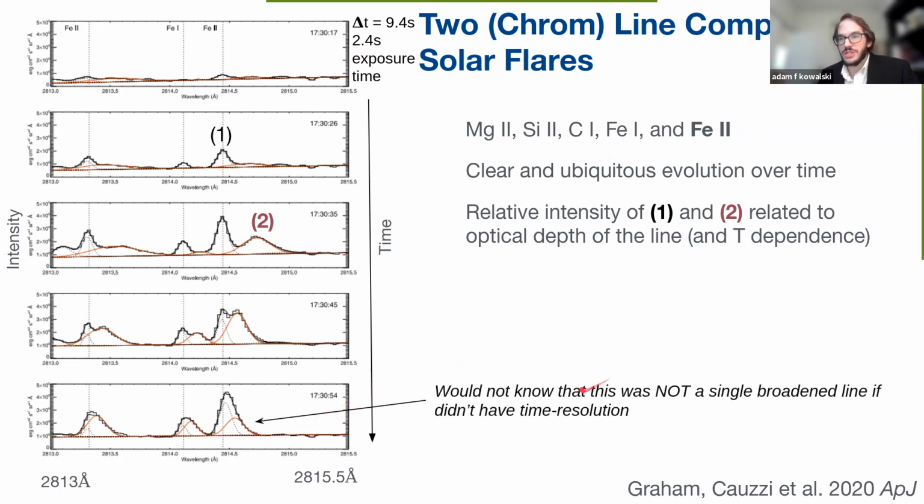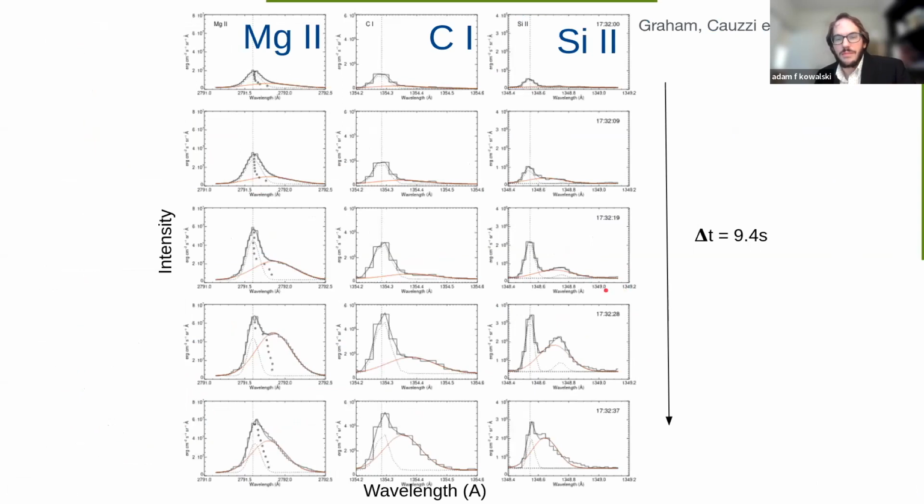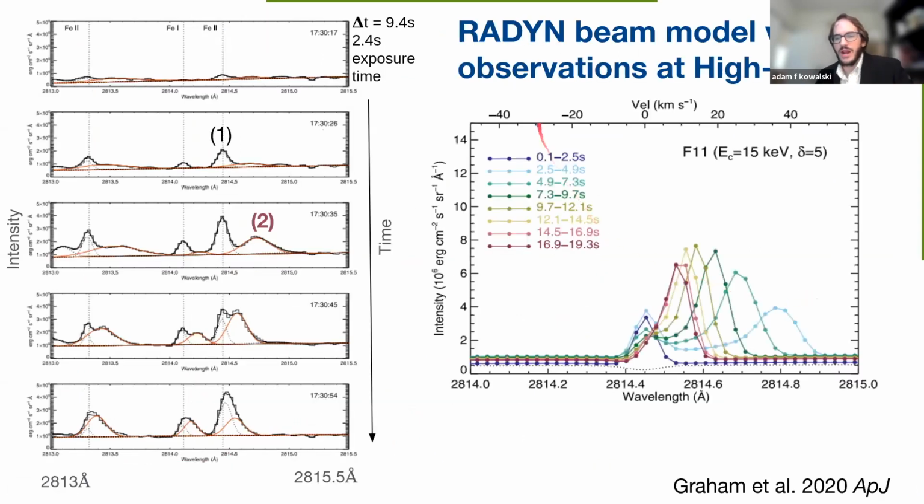Without the time resolution, we wouldn't have known how to interpret this last spectrum here. We probably would have said this is one emission line that has this very faint red tail that we don't really care about. But in fact, we have to care about it because the line is actually a superposition of two different components. These other lines, this is an iron-2 line, this is an iron-1 line, showing the same behavior. So every flare has its own personality.